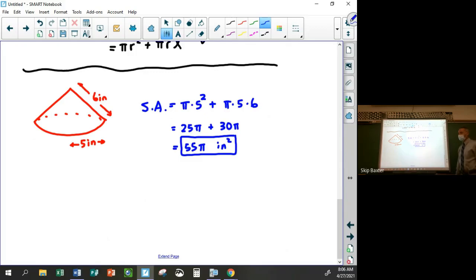Now, the ways that they would likely try to confuse you are the same ways that they would likely try to confuse you when it comes to cylinders or something like that. They might give you the diameter of the cone. Or instead of giving you the slant height, they might give you the actual perpendicular height. So don't be fooled by that stuff.